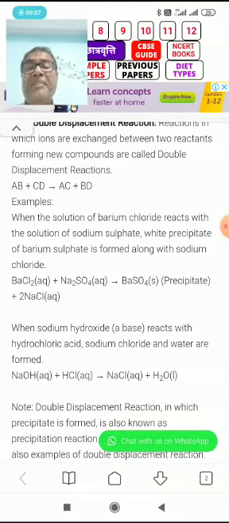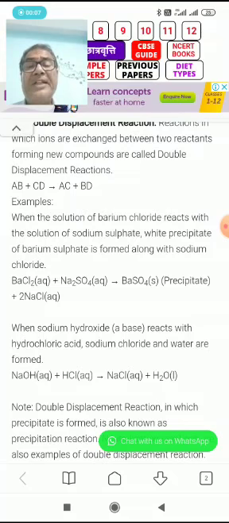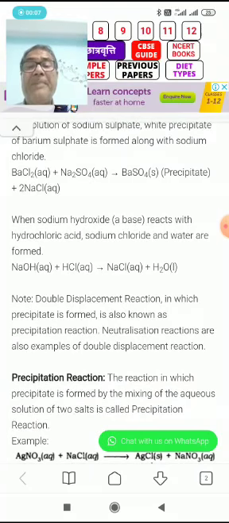Here you see barium chloride reacts with sodium sulfate to form barium sulfate precipitate and sodium chloride aqueous. So this is an example of precipitation reaction. Second one, NaOH plus HCl gives NaCl plus H2O. This one is neutralization reaction. So all precipitation reactions and all neutralization reactions are examples of double displacement reaction.